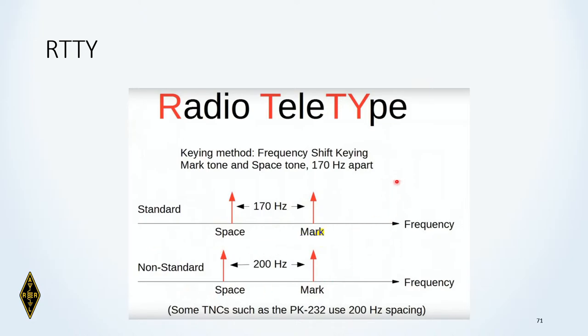All right, so this is radio teletype, the mark and space frequencies shifted by 170 hertz. There were some earlier terminal network controllers that used 200, which was close enough, but anything that you use in software today will be 170 hertz shift between mark and space. This is just for awareness that there are other ones out there.